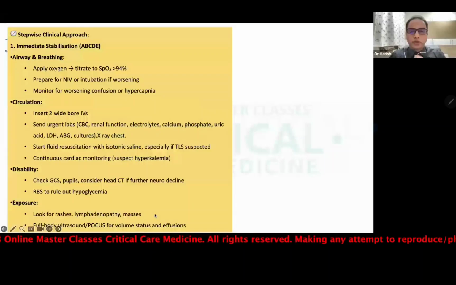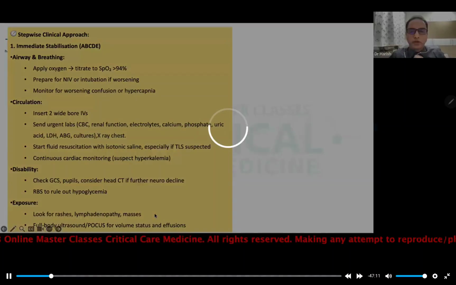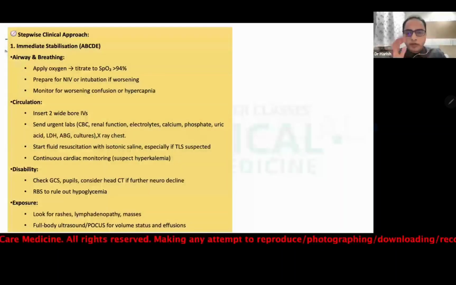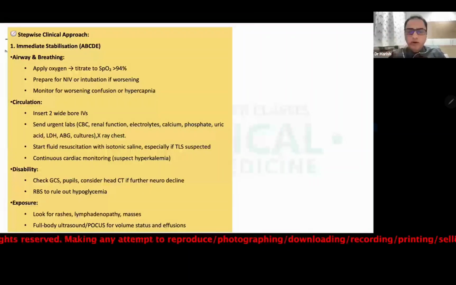point of care ultrasound. Okay, just to get an idea about the volume status, do an echocardiography to understand the contractility, and whether there is any pleural effusion, anything which is contributing to breathlessness in this particular patient.